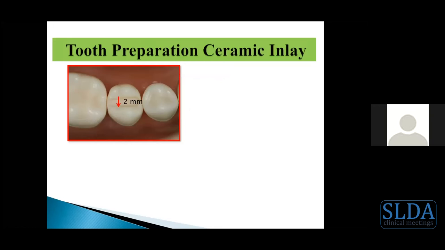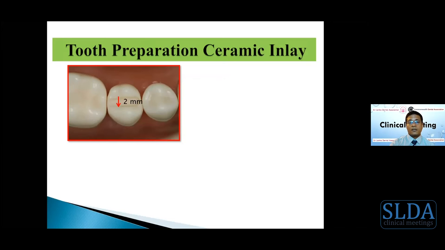First, and I'm talking about the ideal preparation, but you can have your own preparation by adhering to the principles that we learned a short while ago. That means if you have caries, you always have to take a caries-driven approach. First, remove caries and then look at the tooth and design your preparation according to the situation.